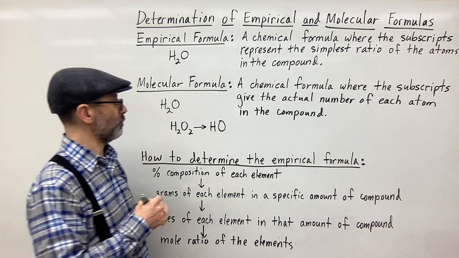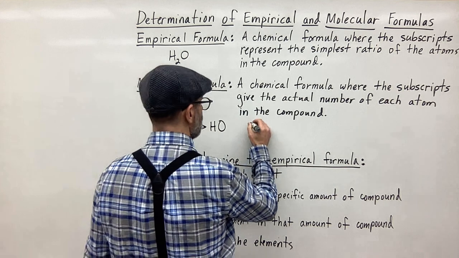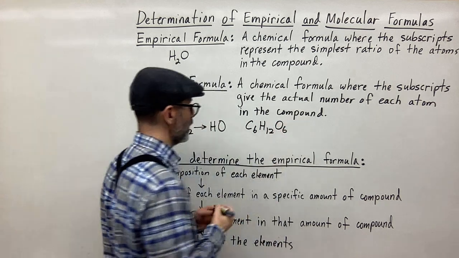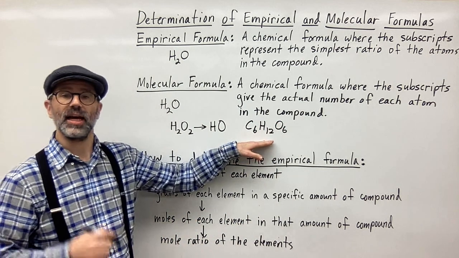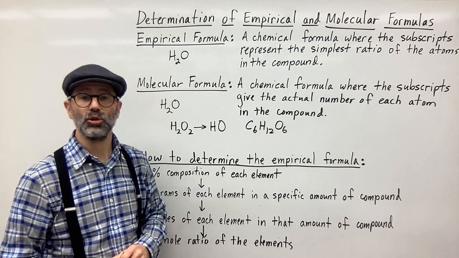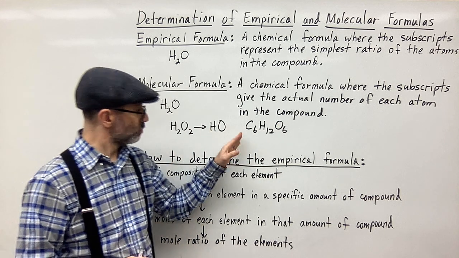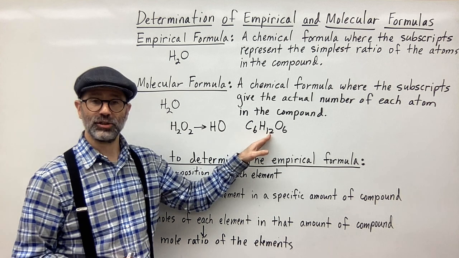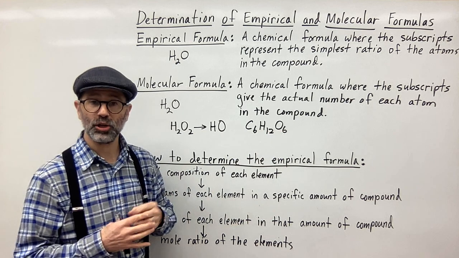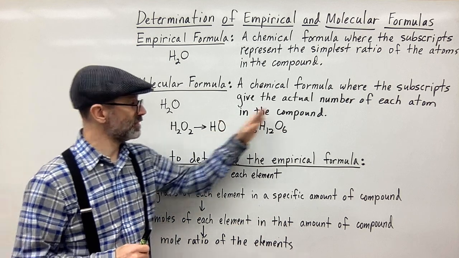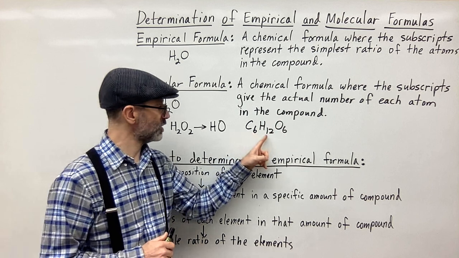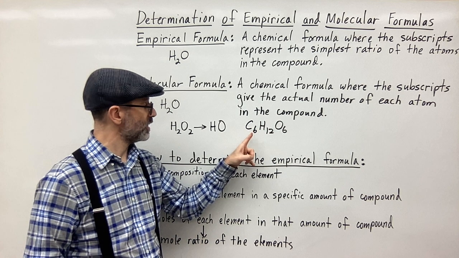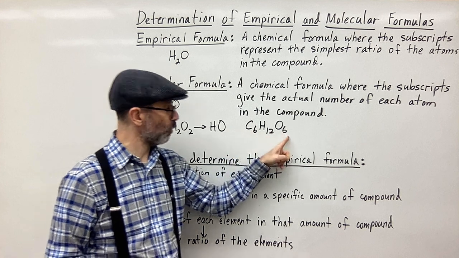Okay, what's another example? Another example would be C6H12O6. So this is the molecular formula for glucose, sugar. So a glucose molecule actually has 6 carbons, 12 hydrogens, and 6 oxygens in a molecule of glucose. So this is the molecular formula, but you could see that 6, 12, and 6 is not the simplest whole number ratio you can get. So 6 is half of 12, 12 is double that of 6.